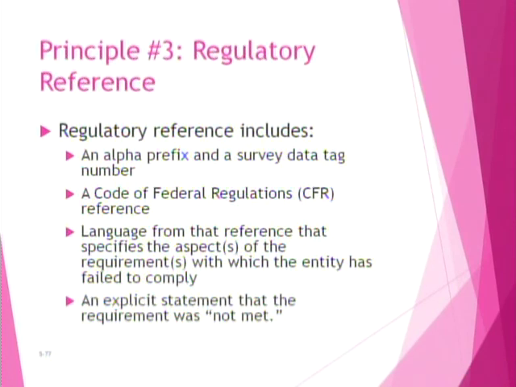It's also going to have the language from that reference that specifies the aspects of the requirements in which the entity has failed to comply. So it's going to say the facility must establish and maintain an infection prevention and control program designed to provide a safe, sanitary, and comfortable environment. And it will also have an explicit statement that the requirement was not met.